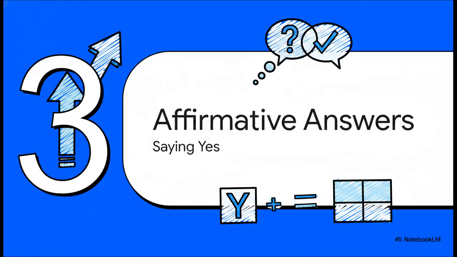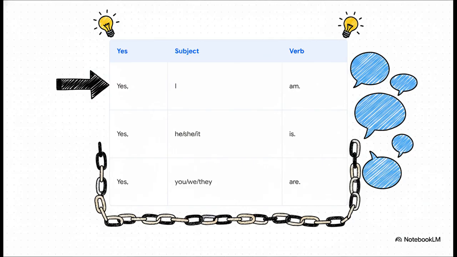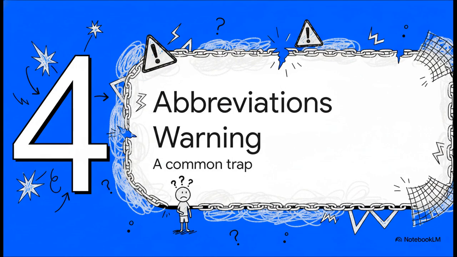Okay, section 3, short affirmative answers. So moving forward, now that you know how to actually build the question, how do you correctly say yes when someone asks you one? Well, there's a very specific formula for this too. It's a simple, unbreakable combination. You always start with yes, followed by a comma. Then you drop in the subject pronoun, like I, she, or they, and finally the full verb. Yes, I am. Yes, he is. Yes, they are. It's punchy, it's polite, and it completely answers the question without you having to repeat the entire sentence.